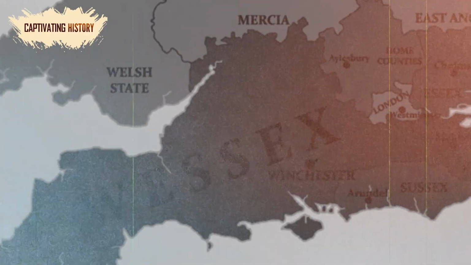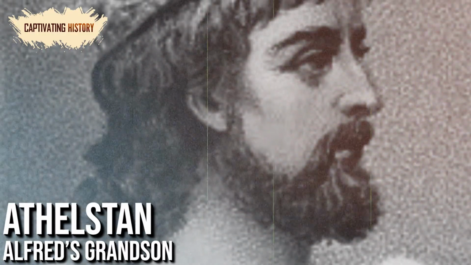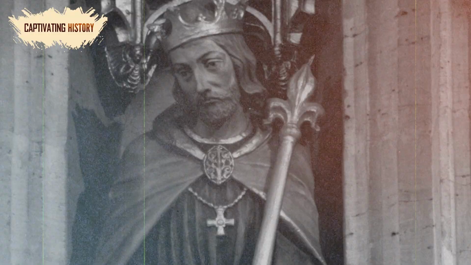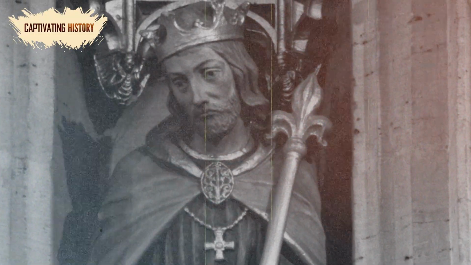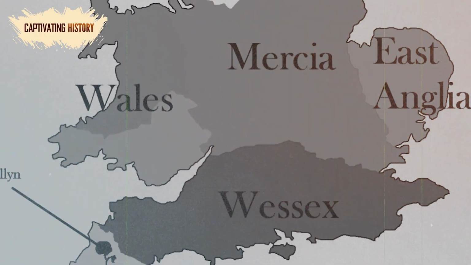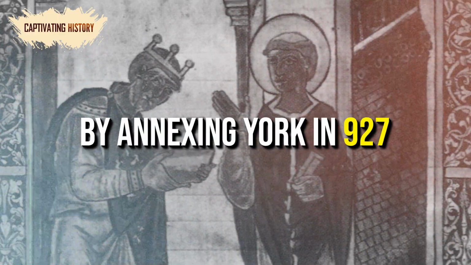After Alfred, Wessex steadily amassed power. But it was Alfred's grandson, Aethelstan, who would turn the kingdoms dominated by Wessex into the Kingdom of England. When Aethelstan took the throne, he inherited the Kingdom of Wessex and Mercia. He immediately started to establish boundaries and set about trying to weaken the Viking settlements by annexing York in 927.